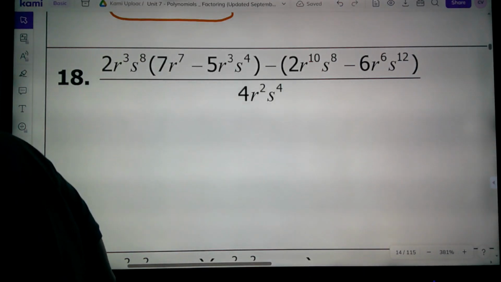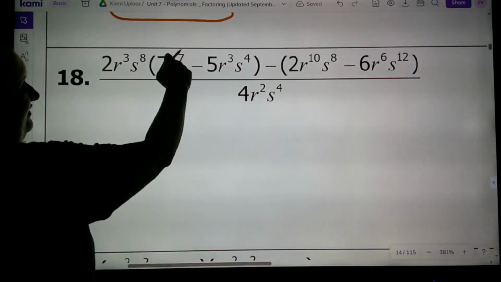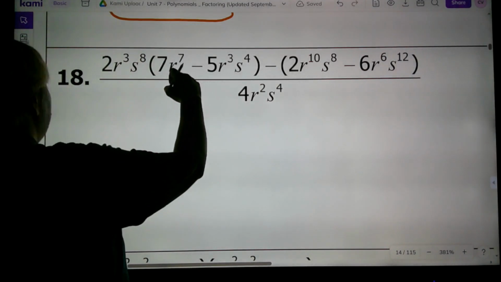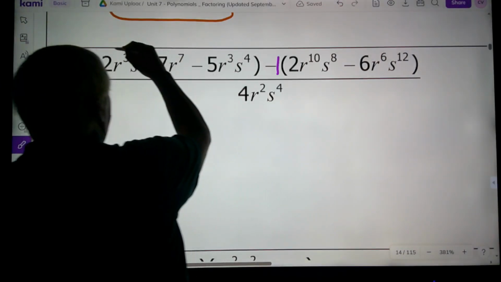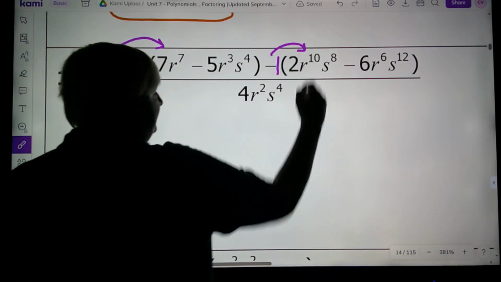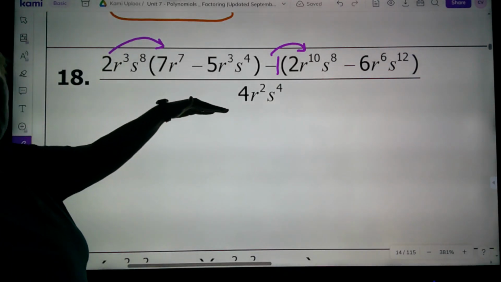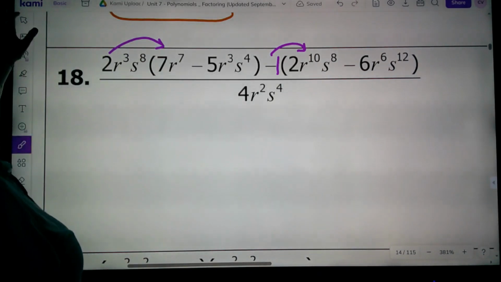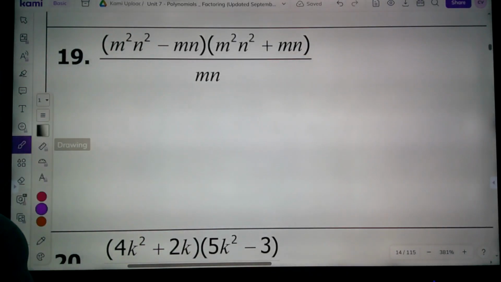Oh, that's 18. I'm not even supposed to do that one. They distributed, and because this is negative, there's a negative 1 there, so they distributed all of this over here, and then they distributed the negative 1 over here, which changed all the signs, and then they combined their like terms, and then they divided. Oh yeah, you probably wanted me to do this one anyway.